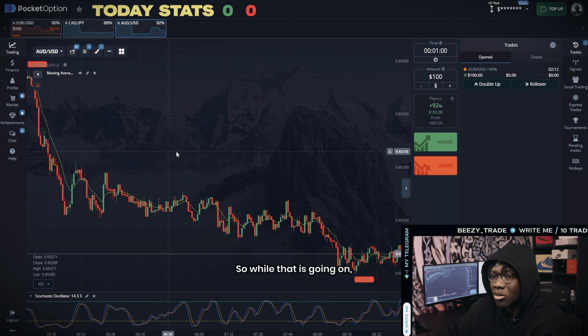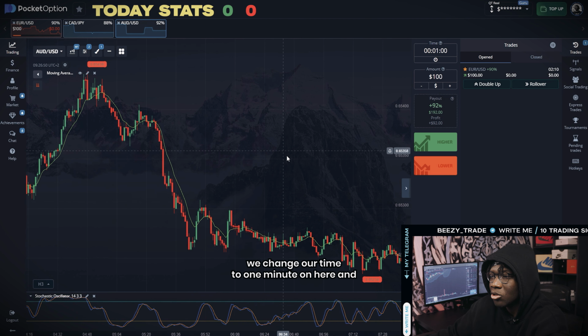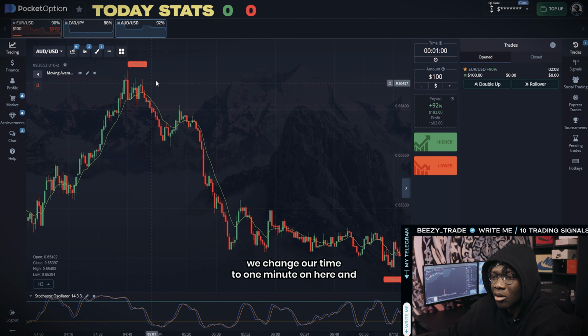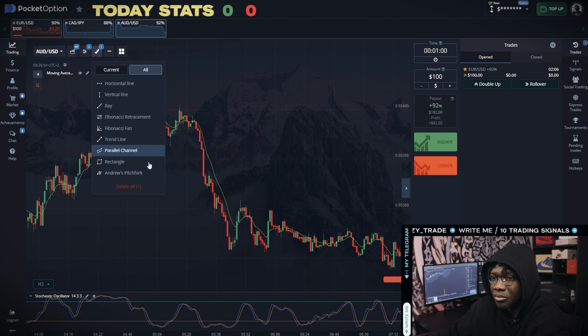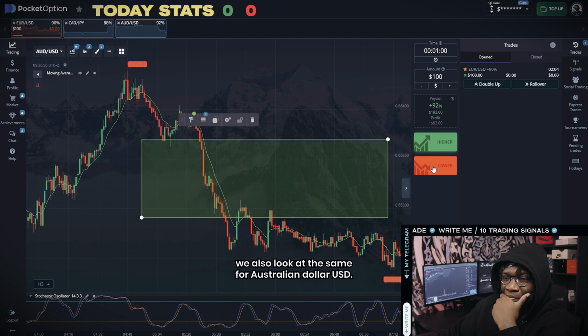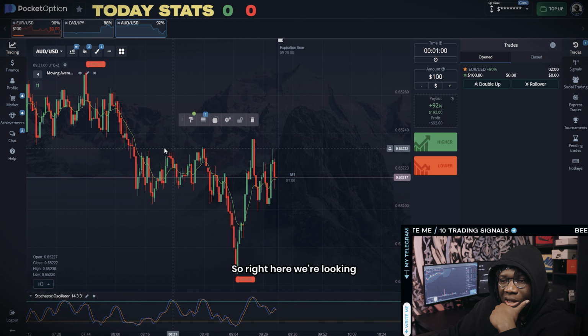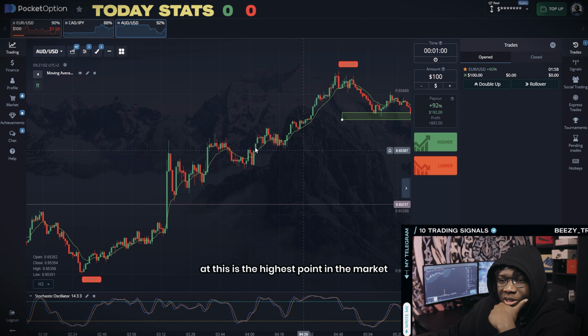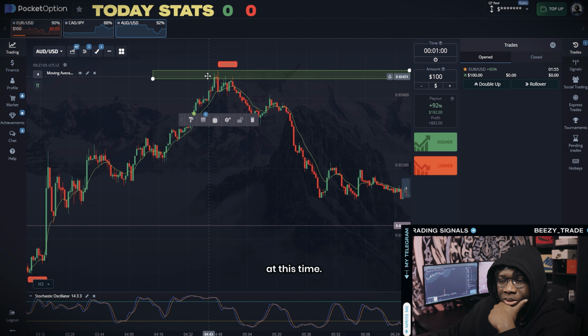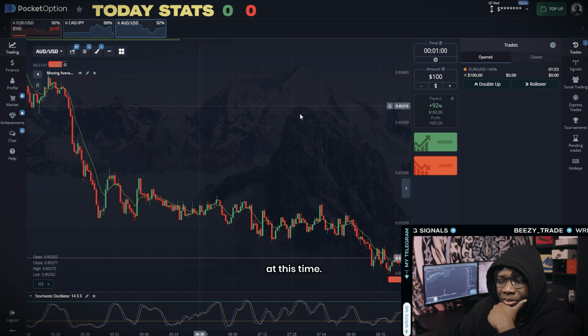So while that is going on, we'll change our time to 1 minute on here, and we also look at the same form on Australian dollar USD. So right here, we're looking at probably the highest point in the market at this time.